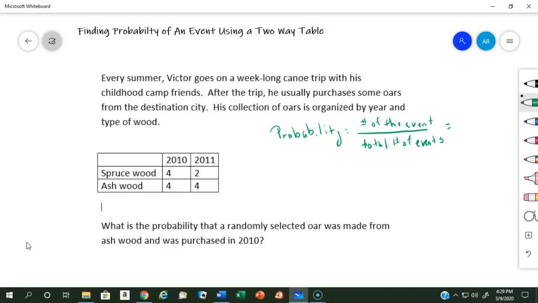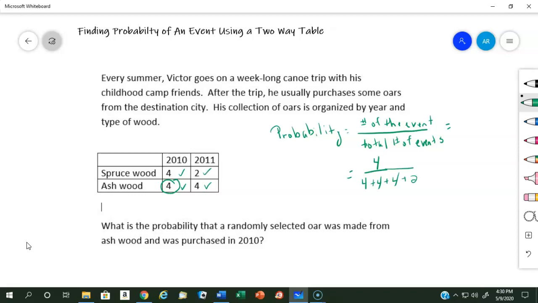So the question is, what is the probability that a randomly selected oar, that means he stuck his hand in the pile and pulled it out, was made from ash wood and was purchased in 2010. So we're looking at ash wood in 2010. That's going to be 4, the number of the event. He has 4 options of that happening out of the total number of events. So 4, there's the first 4, plus 4, there's the second one, plus 4 is the third one, and plus 2.